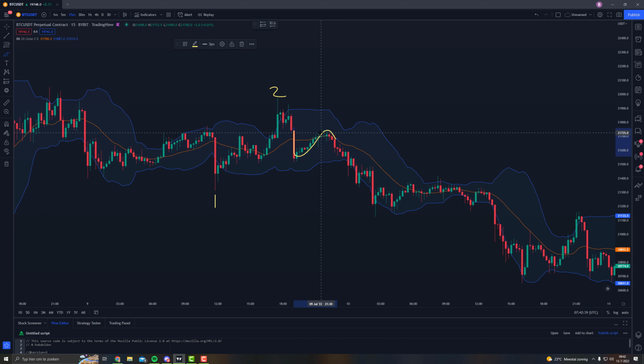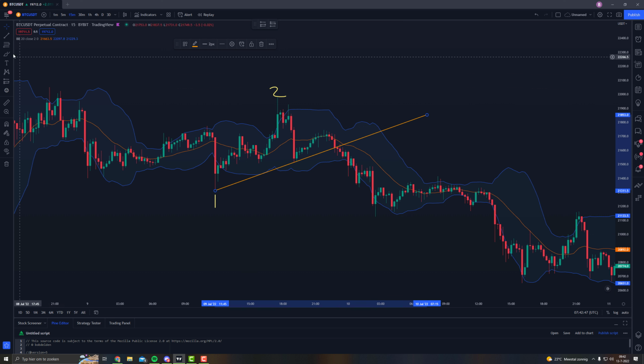But this one is a rejection because you had a close on top of the middle one. Again, so you draw a trend line right there. You take a short position after that. So this is going to be it for showing it.